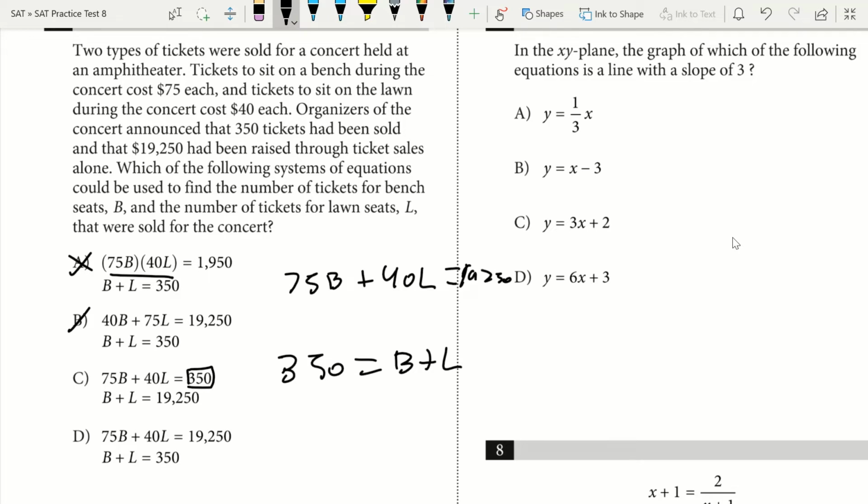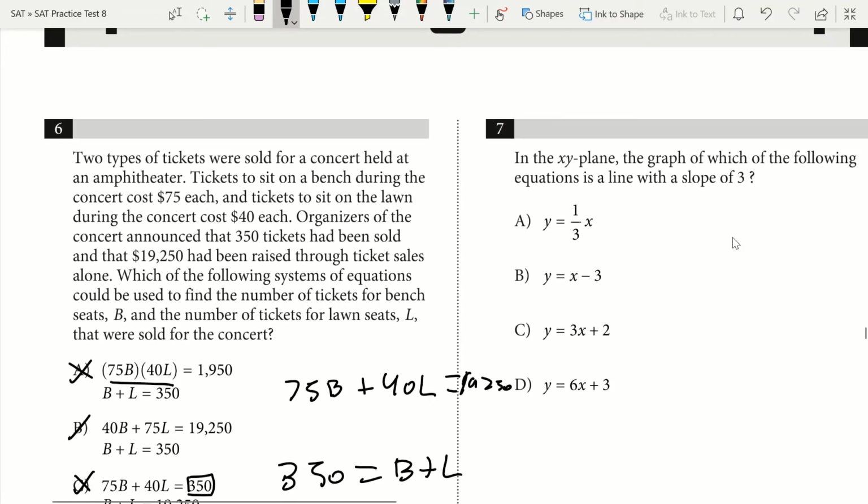That 75 plus 40L has to equal our total revenue. So that's not going to equal that. And B plus L will equal 350. D matches what we wrote as we went through the problem, so that's our answer.